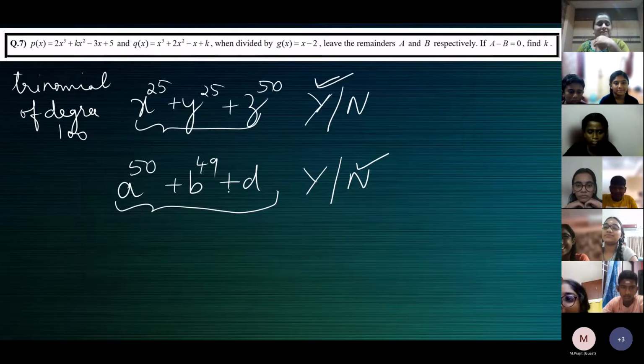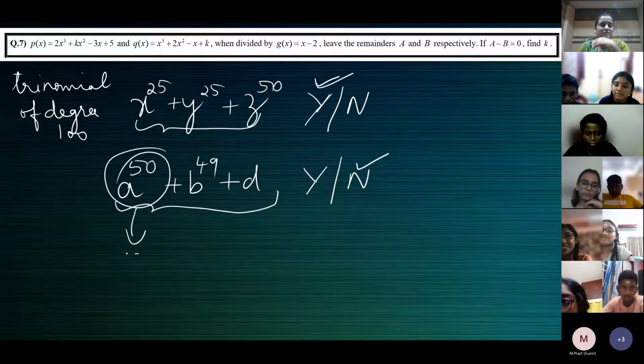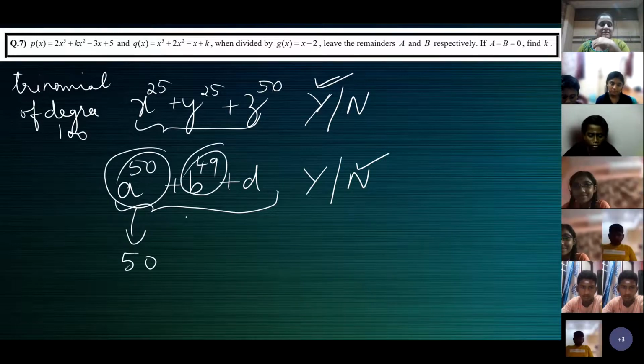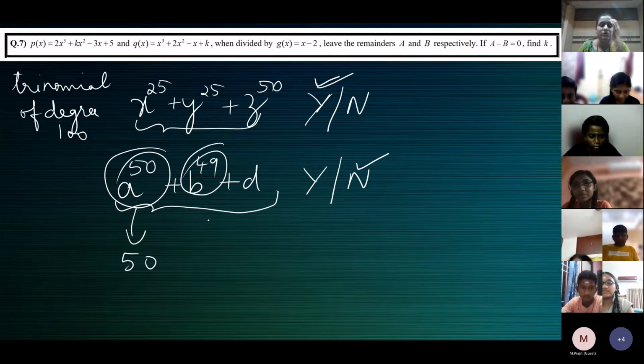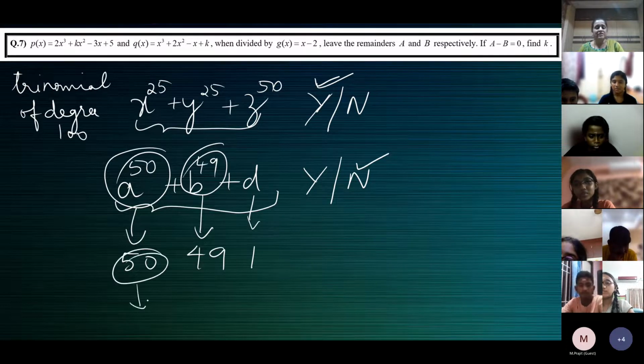Why, Netra? How can you add the powers here? This is one term. The power is 50. This is another term. How can you add the powers of two different terms? This one is 49. And here the power is 1. The highest power is 50. So the degree is 50.